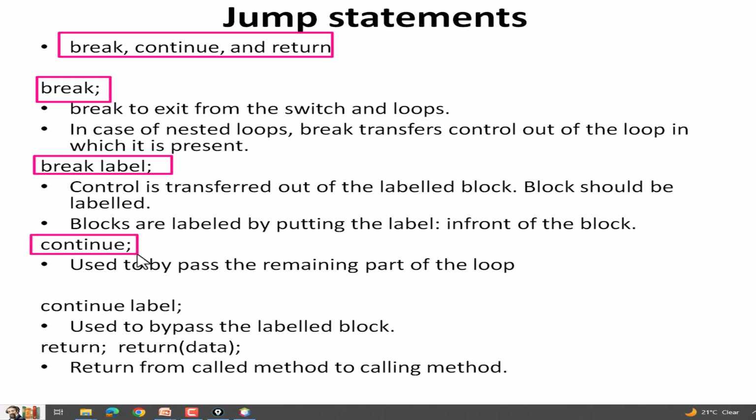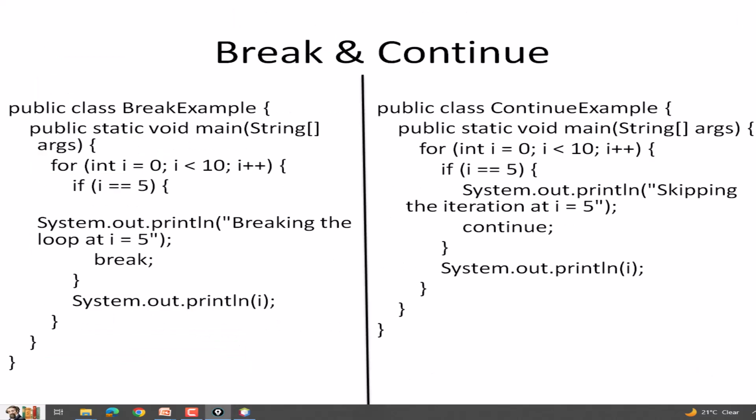Next one is continue. It is used to bypass the remaining part of the loop. Next one is continue label. It is used to bypass the labeled block. Return: return data from the called method to the calling method. Next one is break and continue.